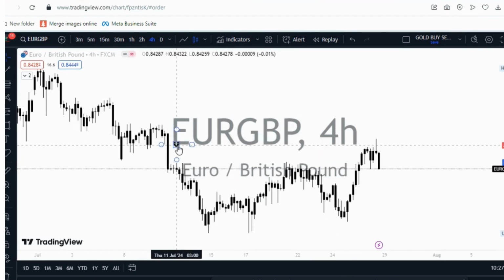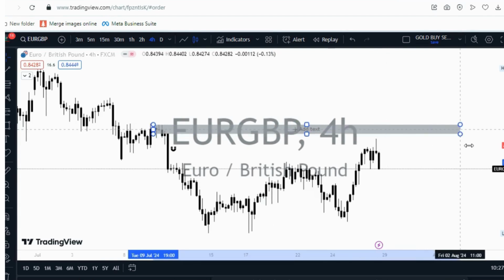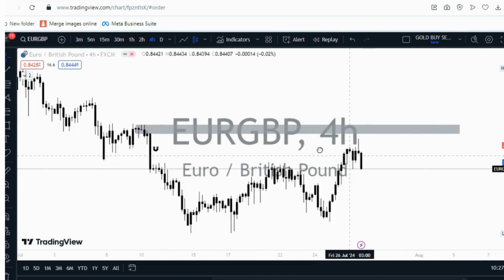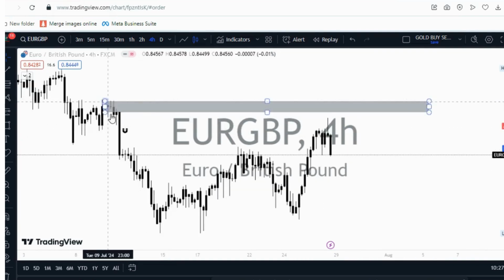So there's a very small likelihood of the market coming back to this level right here. But this is what I like. What I like to see is the market leaving behind, after a consolidation like this, big momentum candles. So big momentum candles, then big consolidation right here.